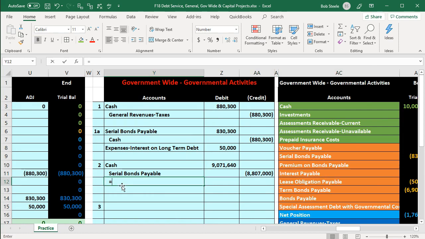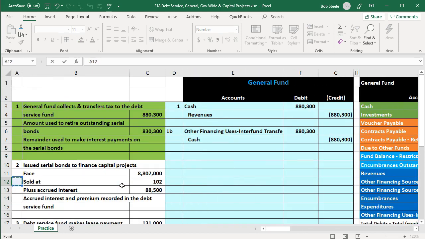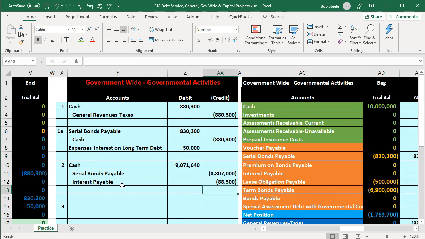the interest payable. So the interest payable is going to be a liability account, and that's for the accrued interest. So that's going to be, I'm going to say a credit, so it's going to be negative in AA12. Scrolling back over, picking up the credit of the 88.5. And then the difference between all this is the premium.